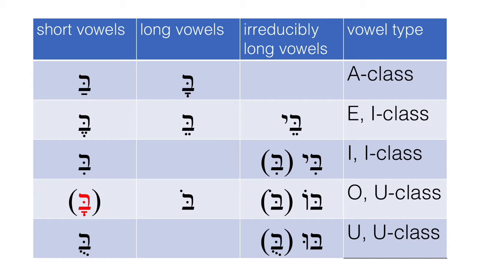One of those vowels is in red. That vowel is called kametz katan, and it's a vowel that looks exactly the same as another one that we're learning today, but you won't have to worry about that until chapter 10.